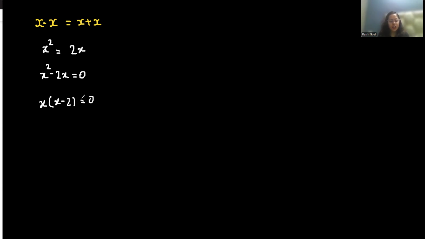So now solve each factor. First x equals 0, and second x minus 2 equals 0. From here x is equal to 2. So the solutions are x equals 0 and x equals 2.